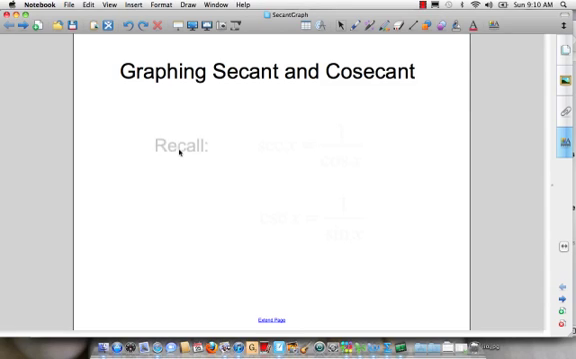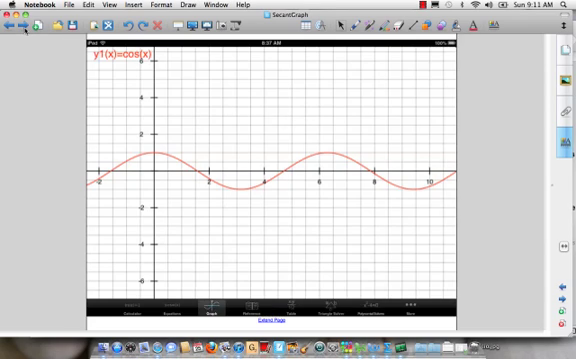So the first thing is to recall what you already know about reciprocal functions, because that's the key to graphing both secant and cosecant. So hopefully when I said reciprocal functions, your brain activated what you already know, that secant is 1 over the cosine and cosecant is 1 over the sine. And that's basically how we're going to approach graphing secant and cosecant.